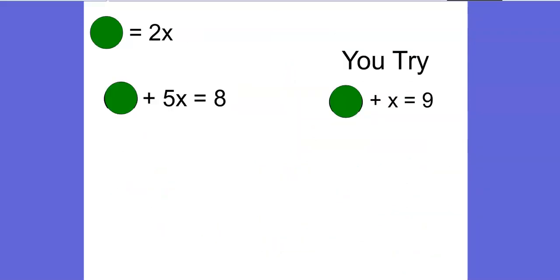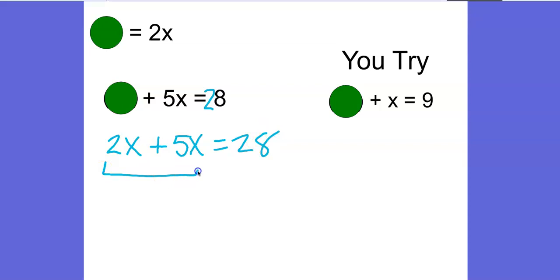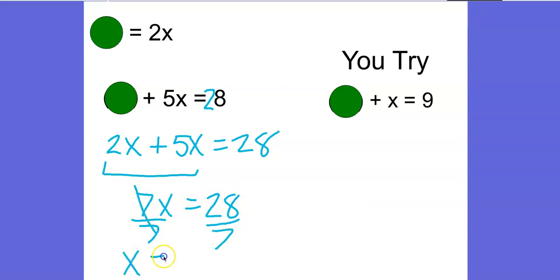Okay, next one. Write down circle equals 2x, and circle plus 5x equals 28. So in place of the circle is the expression 2x, so 2x plus 5x is equal to 28. Well, combine these x terms. 2 plus 5 is 7 with an x next to it. Undo multiplication by 7 with division by 7, in which 28 divided by 7.